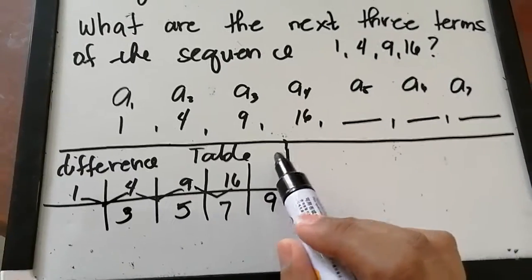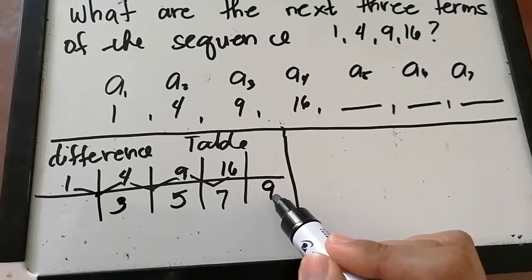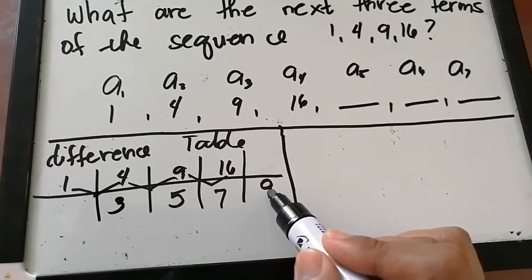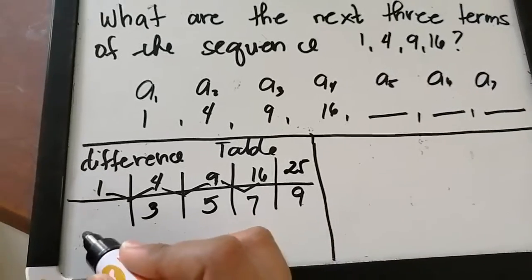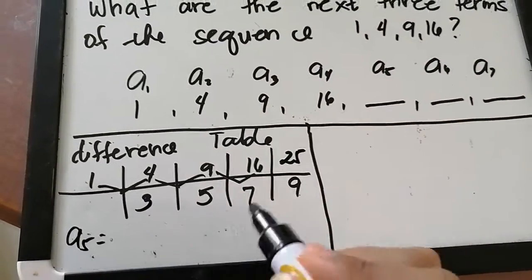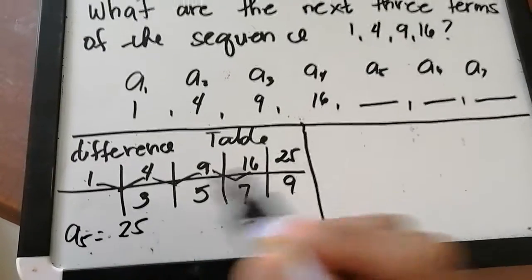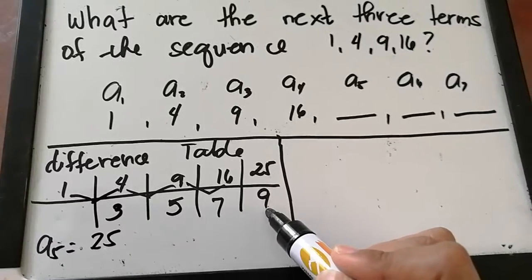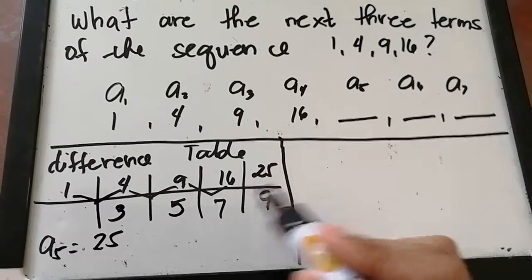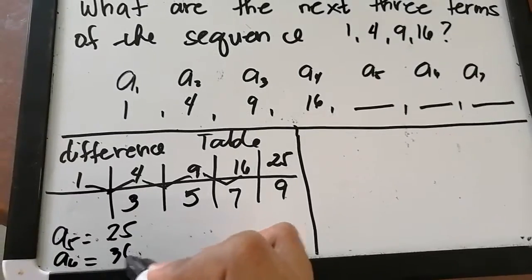Therefore, to get the next term, which is a sub 5, we need to add 16 to the difference. So 16 plus 9 leads us to 25. Therefore, a sub 5 is equal to 25. How about a sub 6? What is the next odd number after 9? That is 11. So plus 11, therefore a sub 6 is equal to 36.